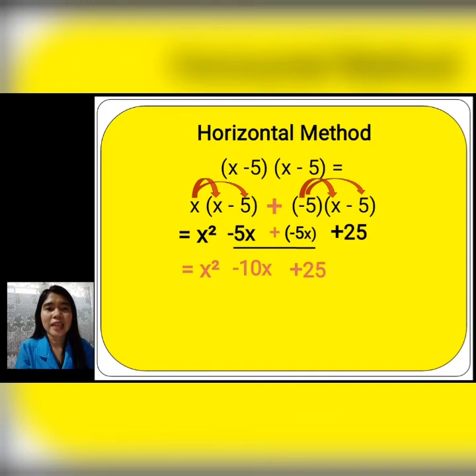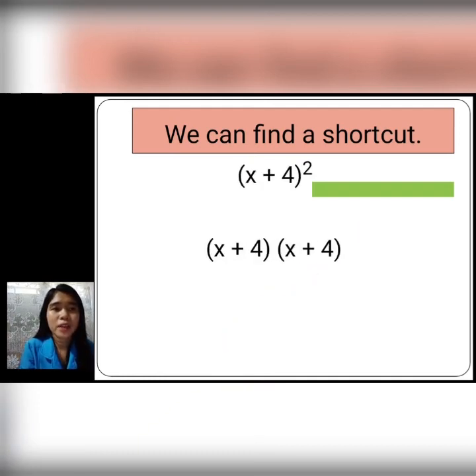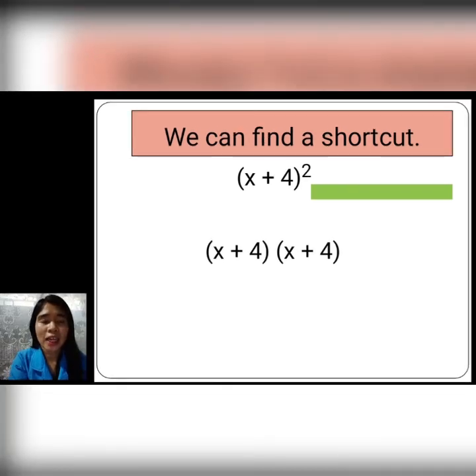Okay, so as I said earlier, in solving the square of a binomial, we can use different methods or strategies. So here, we can find a shortcut. In this equation, x plus 4 is squared, or it can be written as x plus 4 multiplied by x plus 4. So here, as a shortcut, we can use the FOIL method. FOIL means first, outer, inner, and last terms. So let's have the first term. We will multiply the first terms, so x multiplied by x will give us x squared.